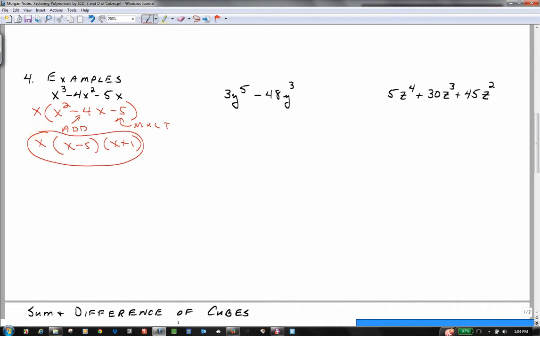Okay, let's look at the next one. I have to pull out a common factor. It looks like I can pull out a 3.